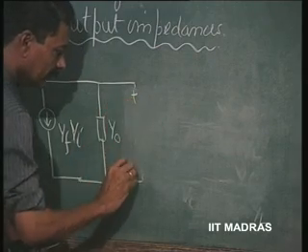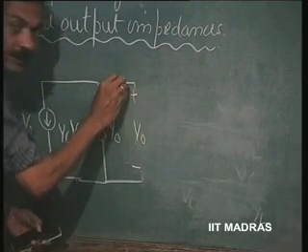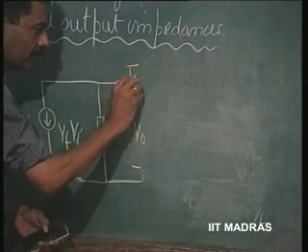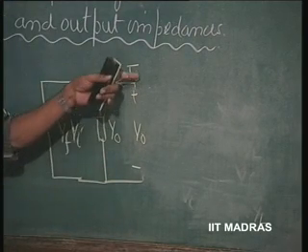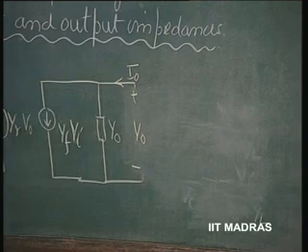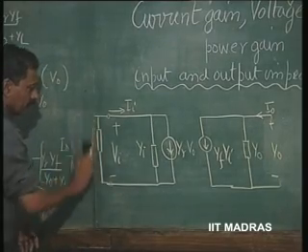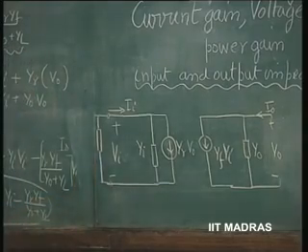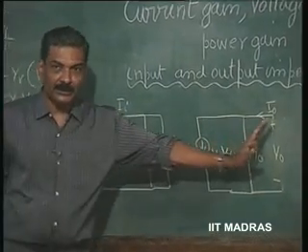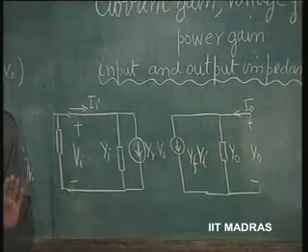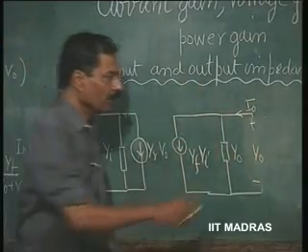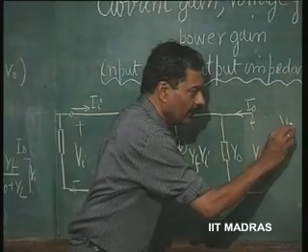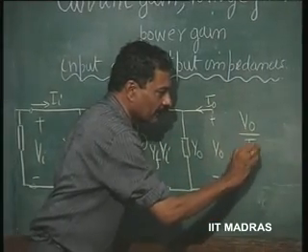This is V naught, this is I naught. I am applying a voltage here, removing the load, applying a voltage here, finding out what the current is. Then this should not be there. So I am applying an independent source here. While measuring the output impedance, I apply a source here and I will find out the current here. So output impedance is V naught divided by I naught.